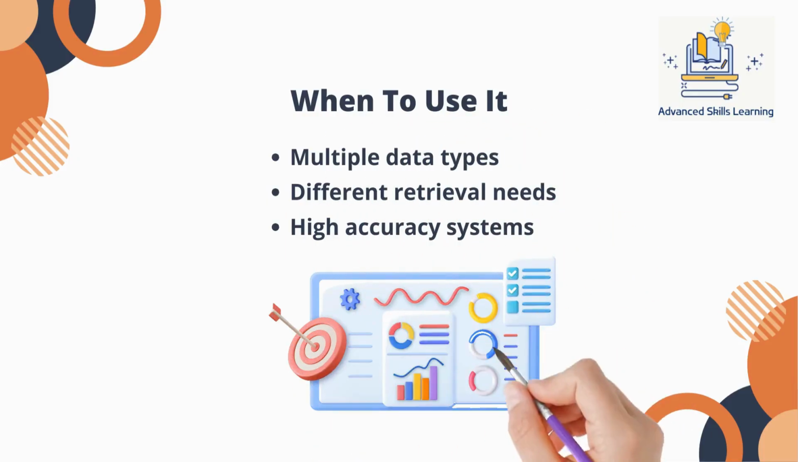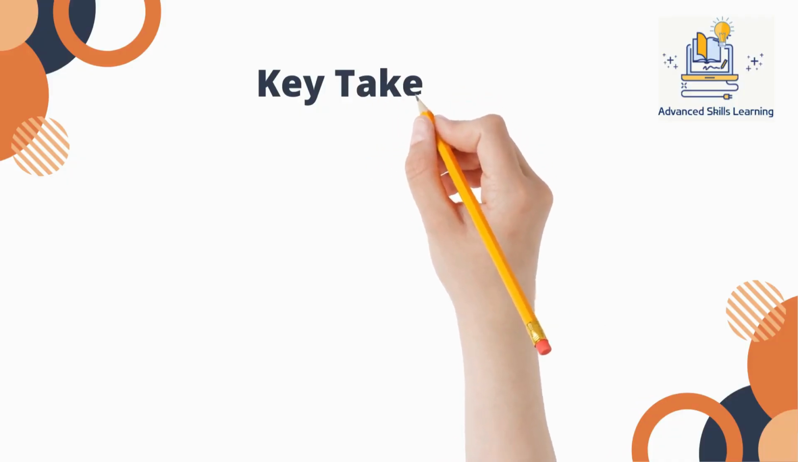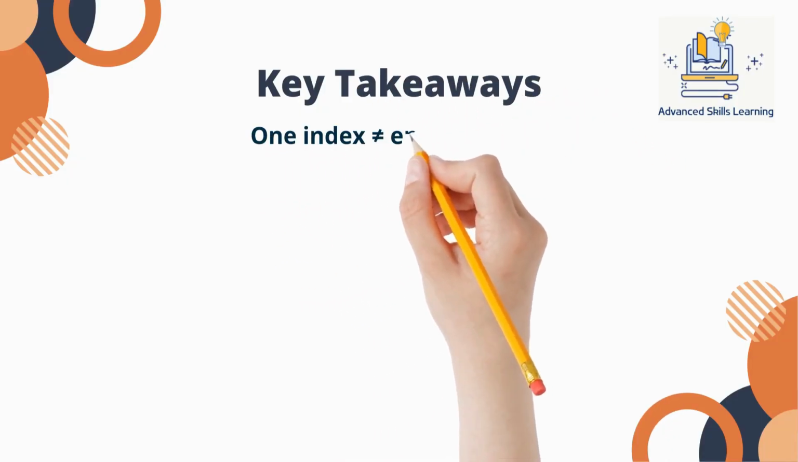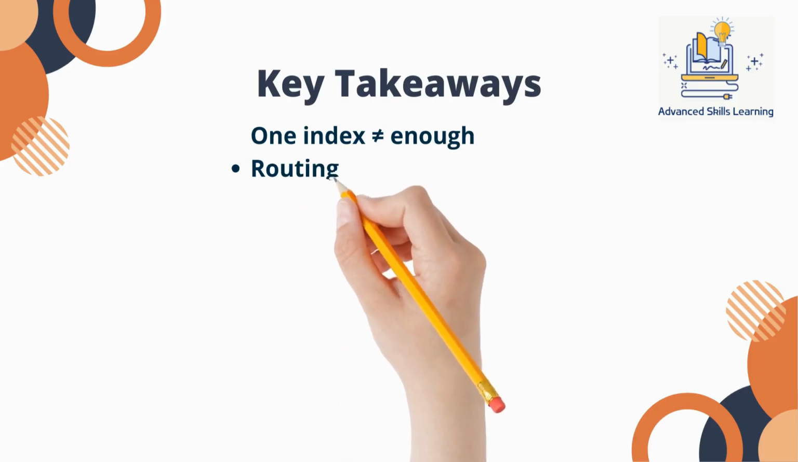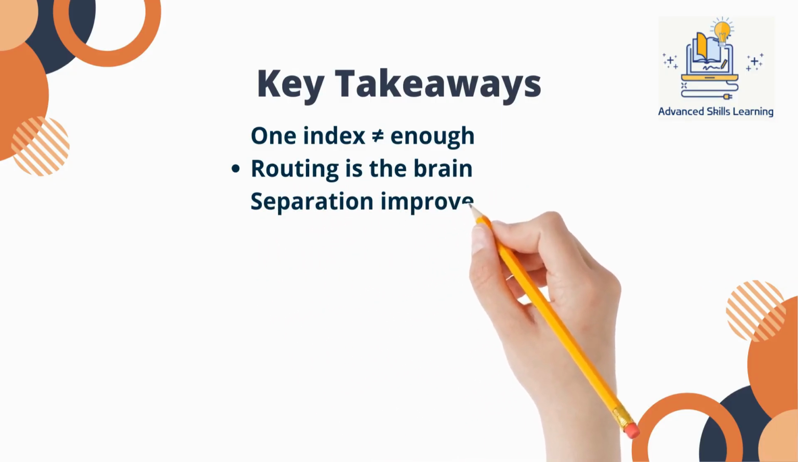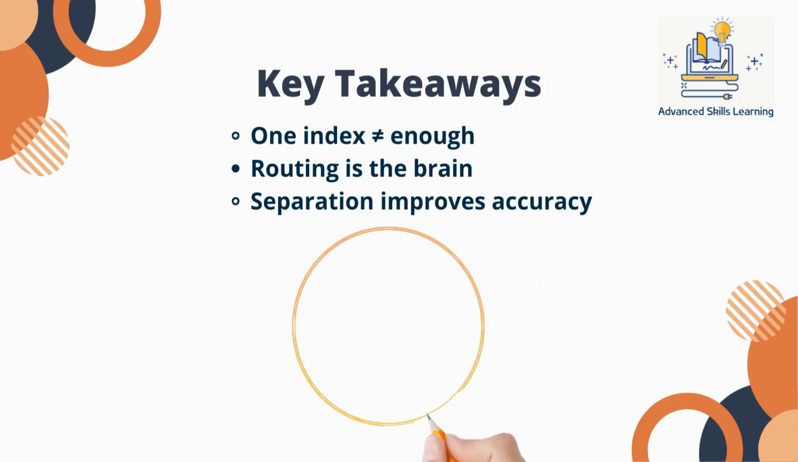Here's the key idea: one index is simple, but hides complexity inside retrieval noise. Multi-index systems expose that complexity and give you control over it. Routing becomes the brain of your system, and separation becomes the foundation for accuracy. In real Gen AI systems, this shift is often what moves you from demo to production.